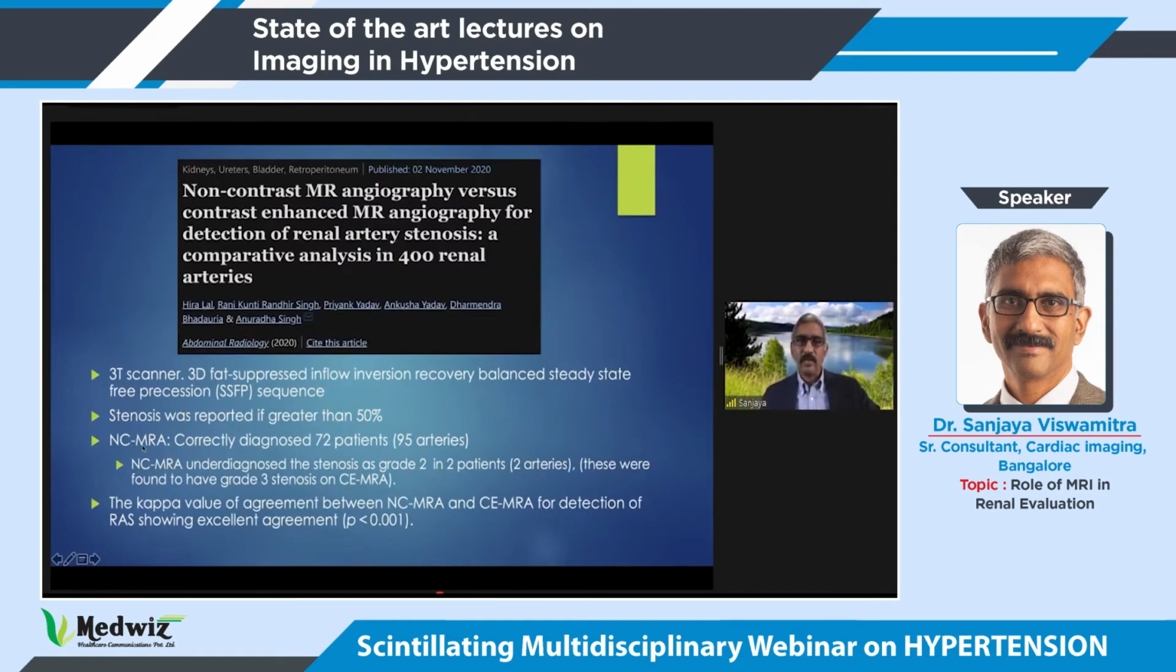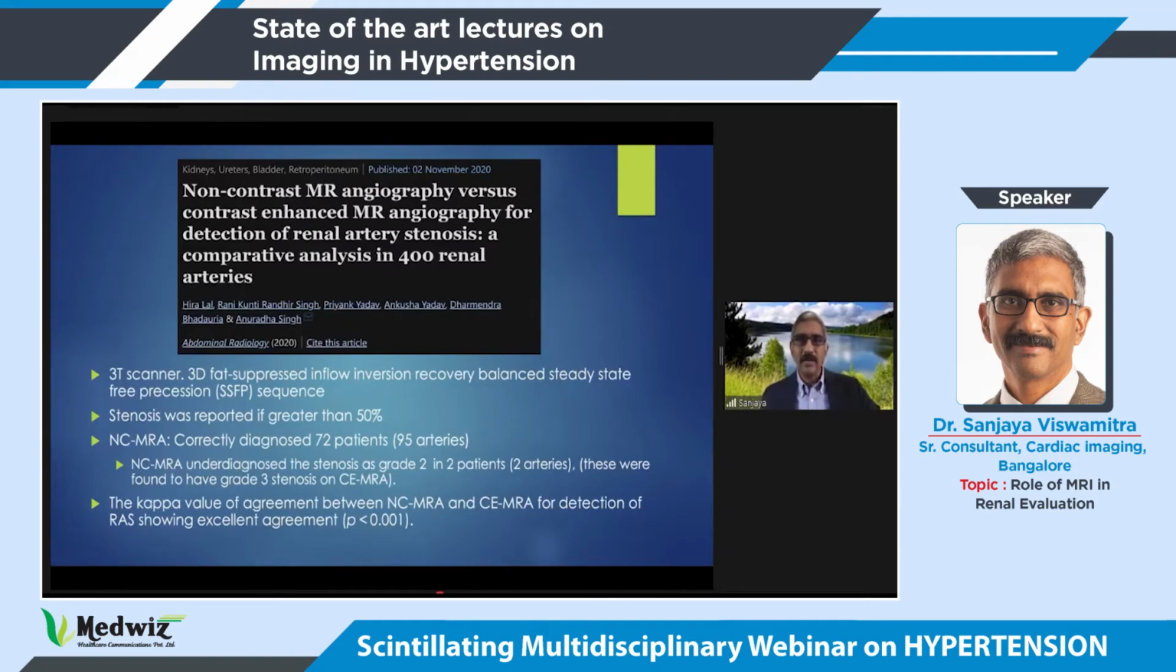And what they found was that non-contrast MRA was able to correctly diagnose this in 72 patients. It only underdiagnosed the stenosis in 2 patients who were later diagnosed as having grade 3 stenosis after contrast enhanced MRA. More importantly, the agreement between non-contrast and contrast MRA was excellent. So one can clearly use non-contrast MRA as a modality to evaluate patients with poor renal function.